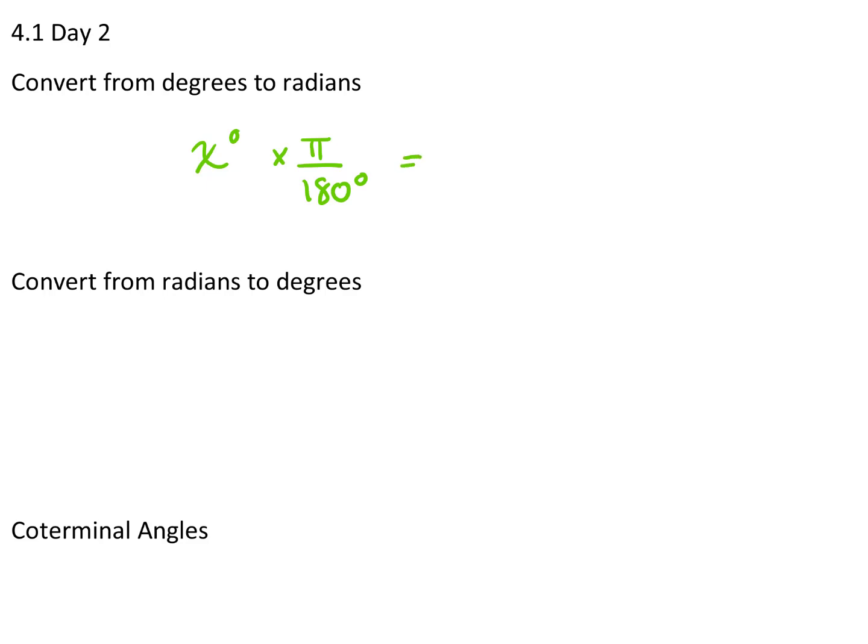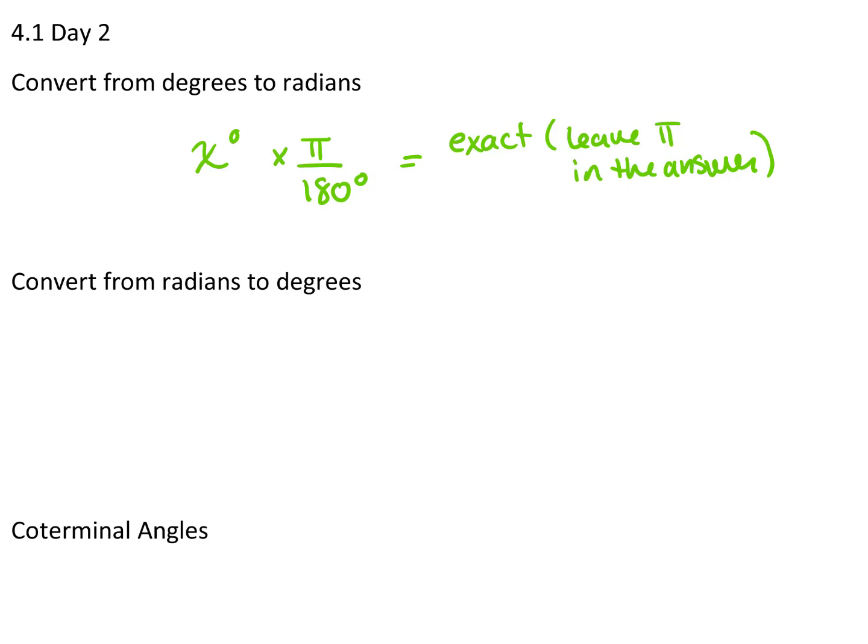Our answer, we're going to leave an exact answer. And when I say exact, it means that there should be a pi in the answer. So leave the pi in the answer, meaning you're not going to go to your calculator and click in the button pi and actually convert it to a decimal.